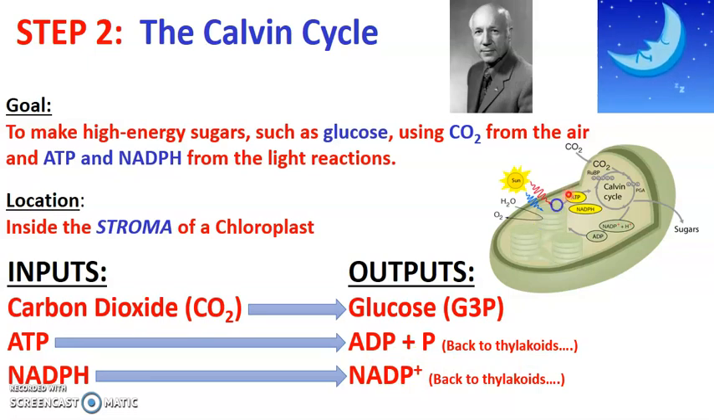So these two processes are really working together. One can't exist without the other. The Calvin cycle needs energy from the light reactions. The light reactions then need the oxidized forms of those two molecules to continue the process. Alright, so let's look at the steps of the Calvin cycle.